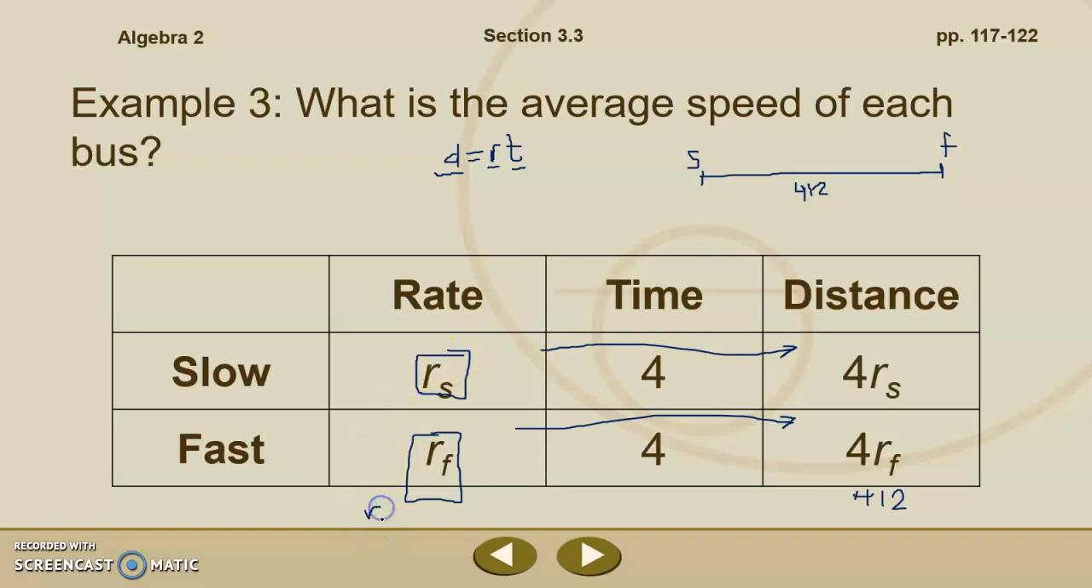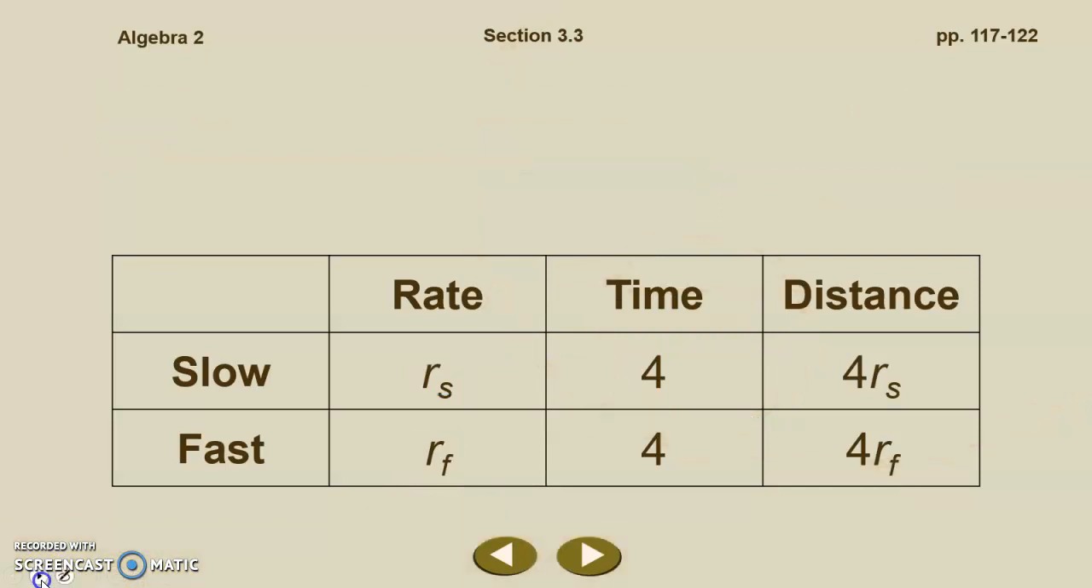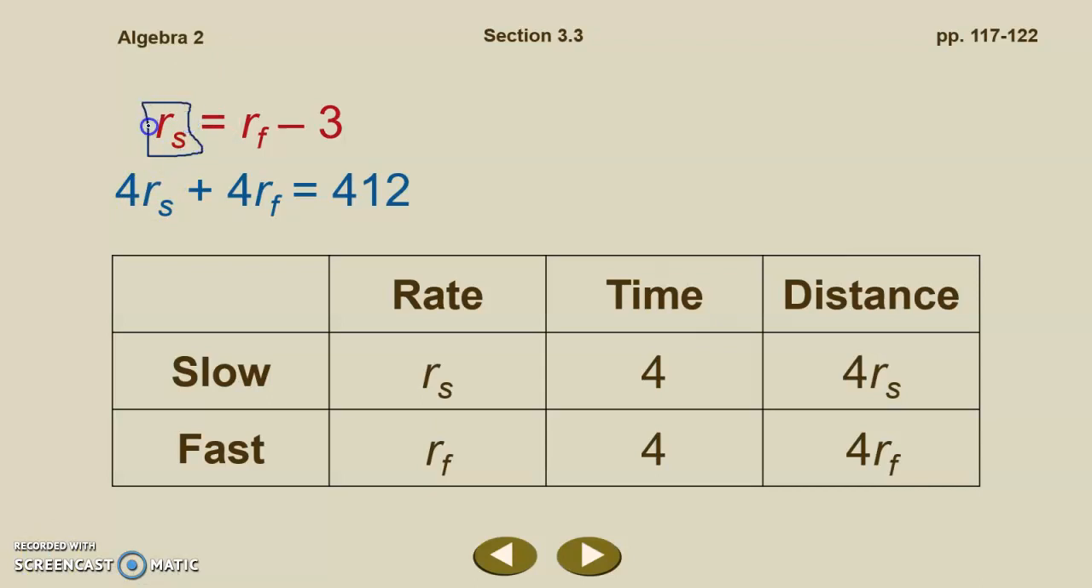So we also know that the rate of the slower bus is whatever the rate of the faster bus is, minus 3. That's something else we know from that piece of information. We can write that up at the top here, and those are the two equations we now have. Now that we have two, we can do a little system of equations. This is already solved for RS, so the best method here might be substitution. Wherever I see RS, I'm going to plug in RF minus 3.